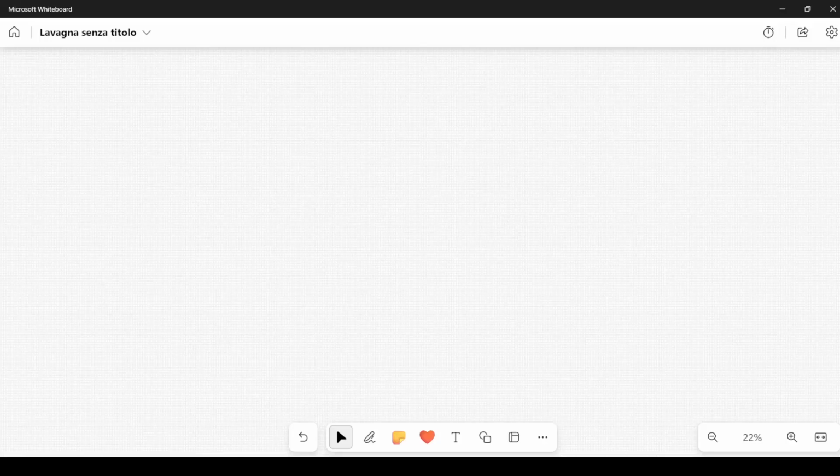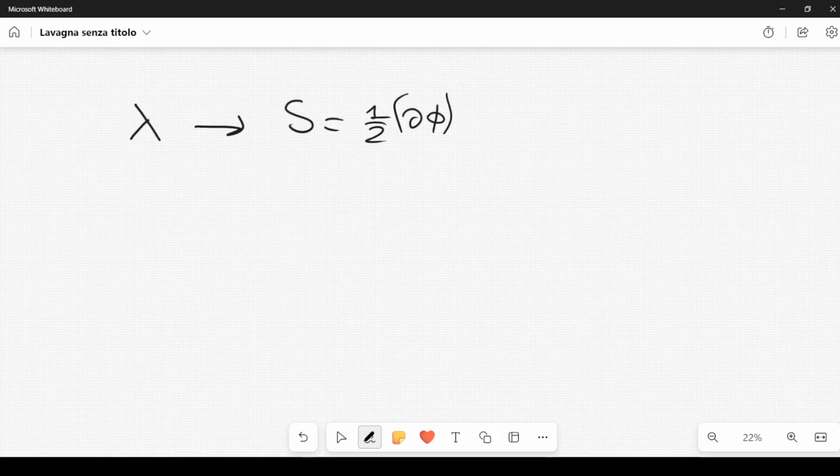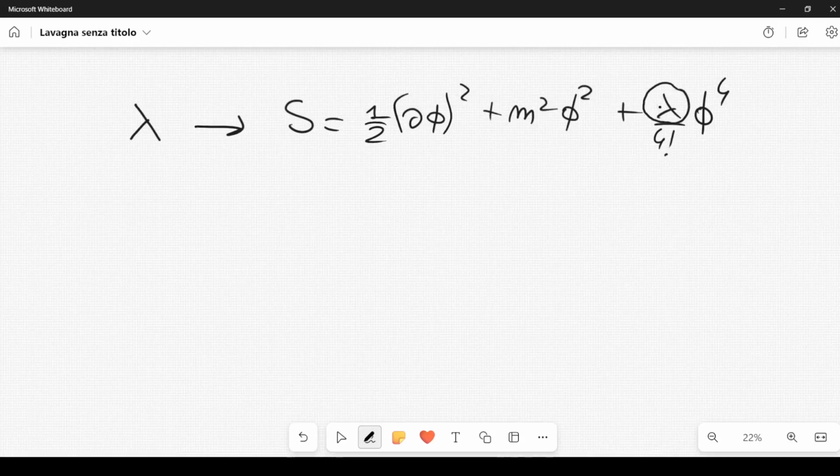At this point, what about the renormalization of the quartic coupling? By quartic coupling, I'm referring to the constant lambda in the action S equal to 1/2 (dφ)² plus m² φ² plus λ/4! φ⁴. So now we are really interested in the renormalization of this constant, lambda, related to the quartic interaction. Now, to one loop accuracy, we have to consider the following Feynman graphs.